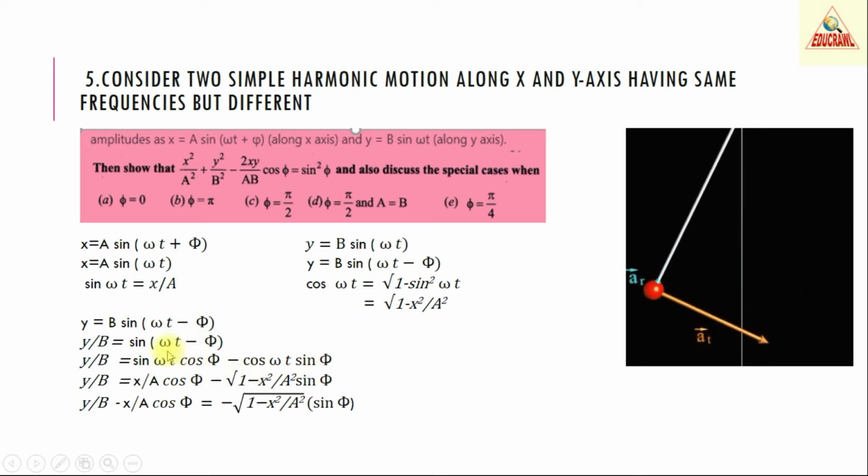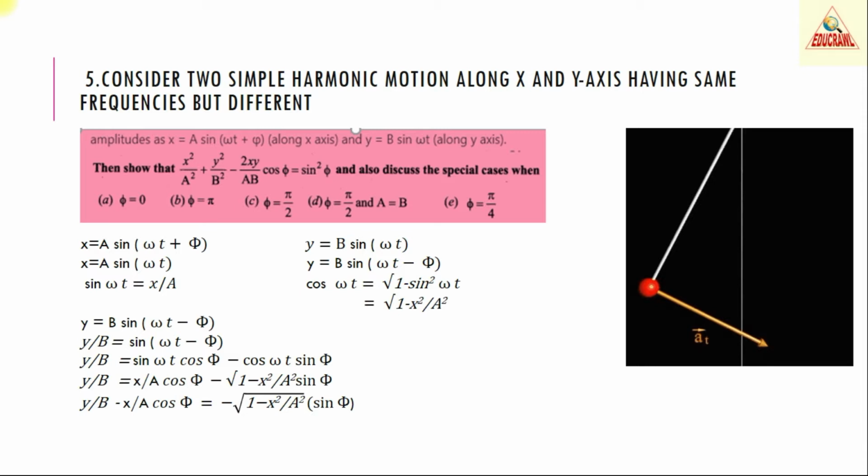Now here, instead of sin omega t, we will substitute x by a, and cos omega t we will substitute as square root of 1 minus x squared by a squared, which we had already found. So substituting this expression, we have y by b is equal to x divided by a into cos phi minus square root of 1 minus x squared the whole divided by a squared into sin phi. Second term, see the second term in the RHS. Second term we keep it as it is.